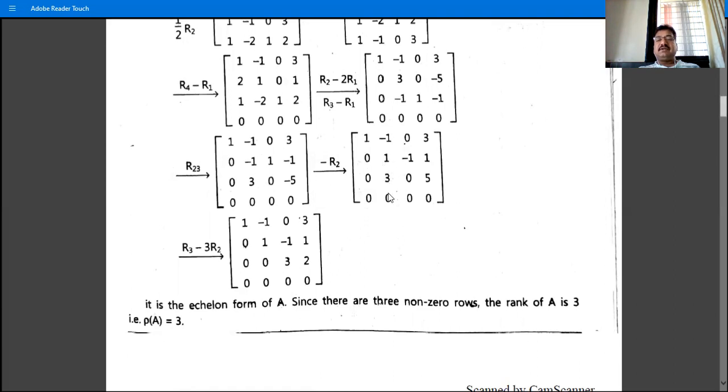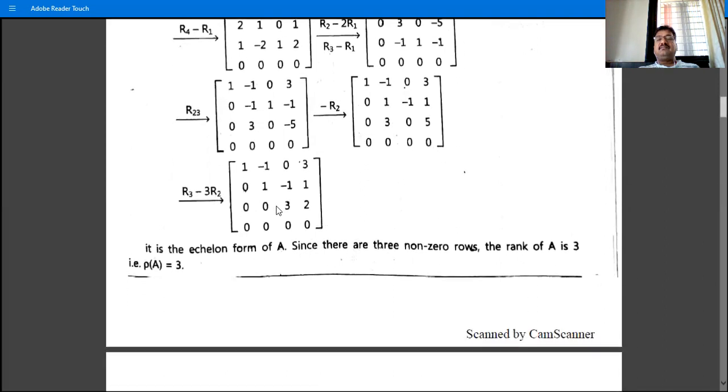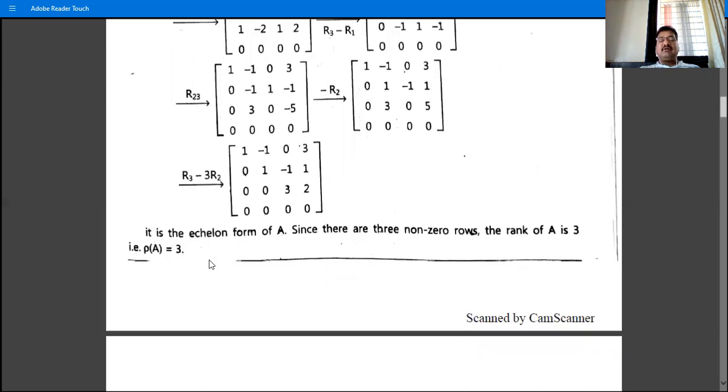Then we have to reduce this 3 to 0: R3 minus 3 R2. So this is an echelon form, because we have a zero row at the last. All the elements in the last row are 0. And therefore this matrix contains 3 non-zero rows, and therefore the rank is 3.